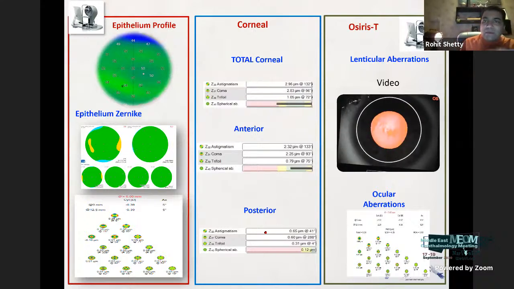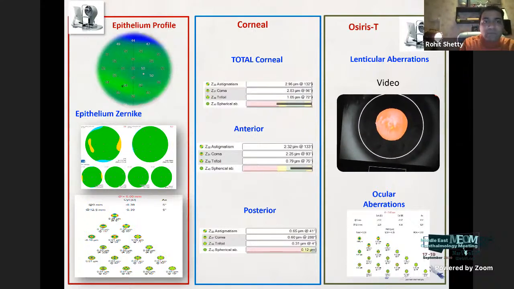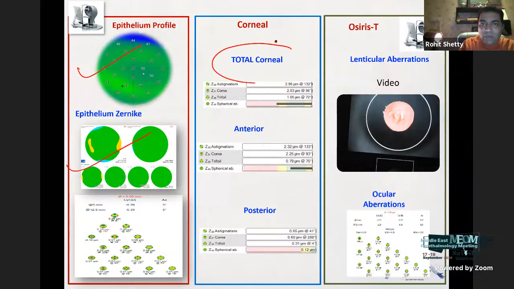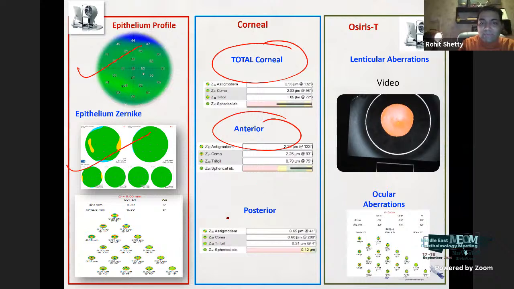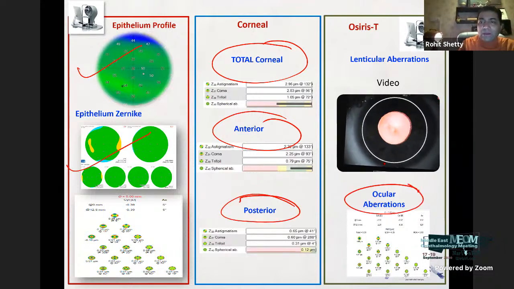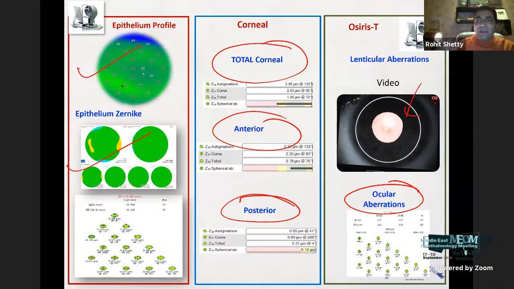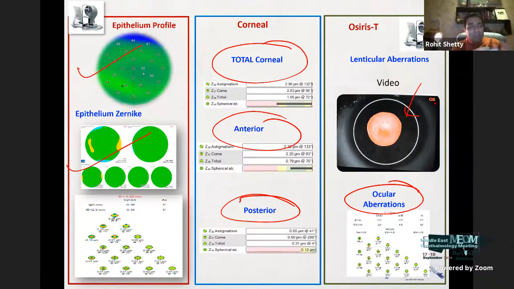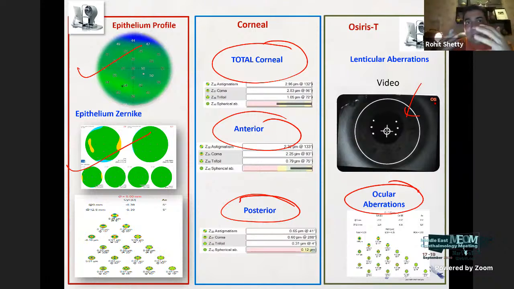We have brilliant ways of looking at aberrometry. You can look at the epithelial aberrometry, Zernikes of the epithelium, the total corneal, the anterior and posterior aberrometry, the ocular, and you can even look at the lenticular aberration. So it's a wonderful time to be in refractive surgery today. Virtually every layer, even the epithelial layer, you can actually pick up the aberration changes.